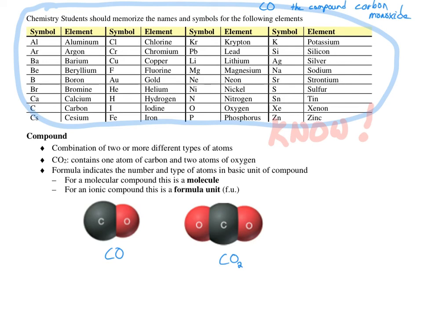Before we go on, I want to talk about the basic unit of a compound. We need to distinguish between molecular compounds and ionic compounds. For a molecular compound, the basic unit is going to be a molecule. For an ionic compound, this is called a formula unit.